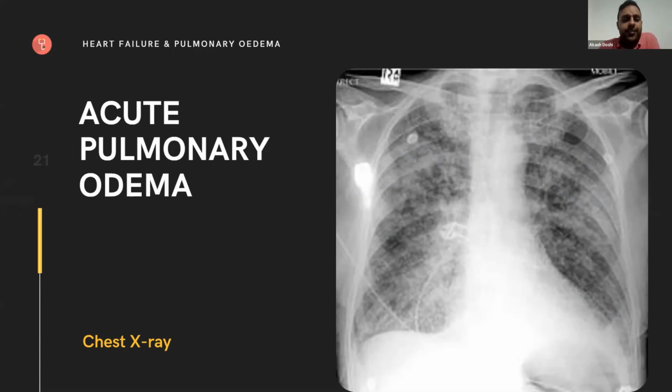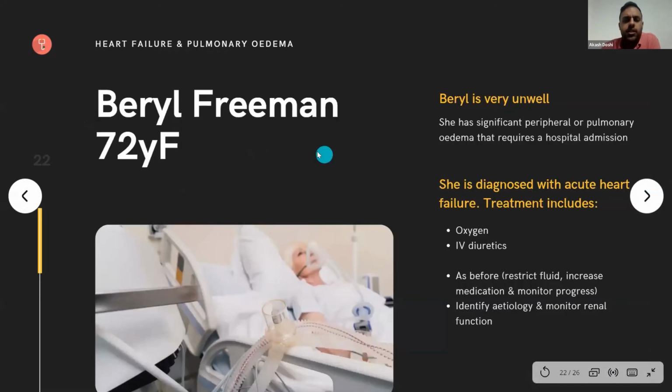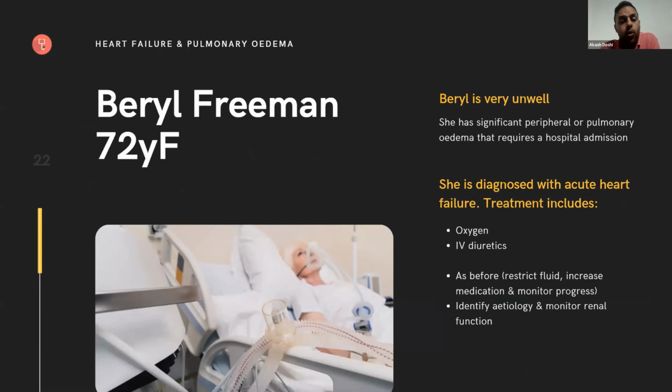That, and if you've got a patient giving that history, all of these extra signs are just icing on top of the cake. Usually most patients will have this quite florid appearance of lots and lots of shadowing. And so Beryl is very unwell. She's got significant peripheral edema or pulmonary edema that's required hospital admission. And so she's diagnosed with an acute heart failure exacerbation.